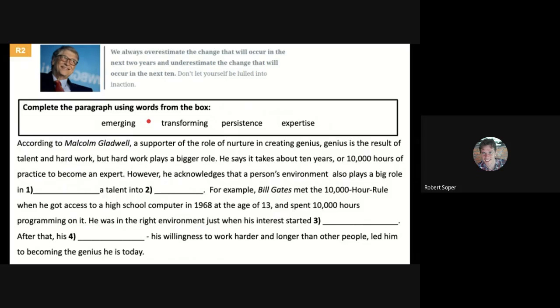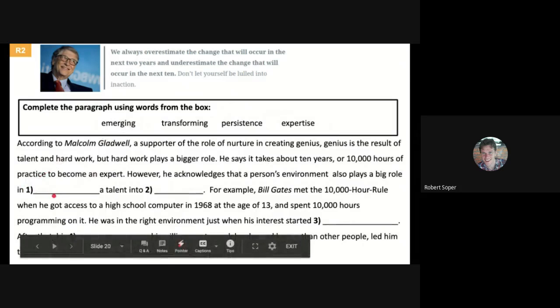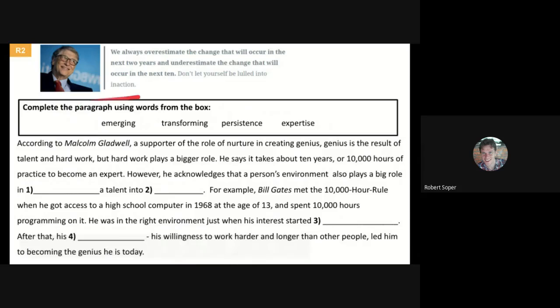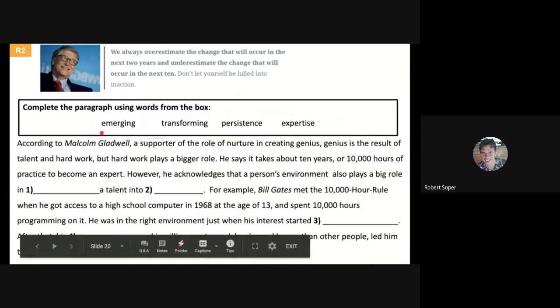Okay, hopefully you've done that. You've chosen which words to put in each gap, and you have decided what goes in number one, number two, three, and four from the words in the box up here. Okay, so let's start at the beginning.